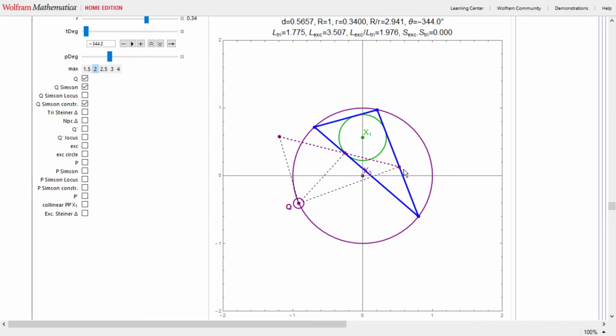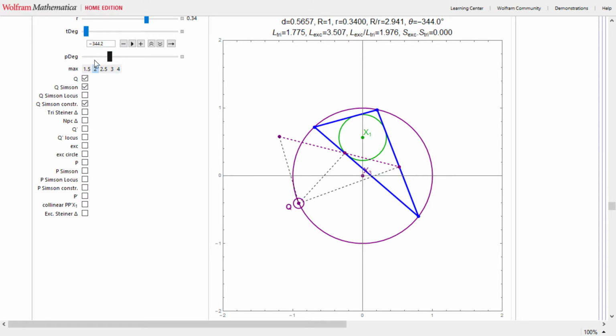So here's a first pedal point. This construction line here is perpendicular to the blue side. Here's a second pedal point and a third pedal point. Because Q is on the circumcircle, a well-known result is that these 3 points are collinear. By the way, this point here is on the perpendicular to the extension of that blue side. This line is known as the Simson line of this triangle with respect to this point Q on the circumcircle.